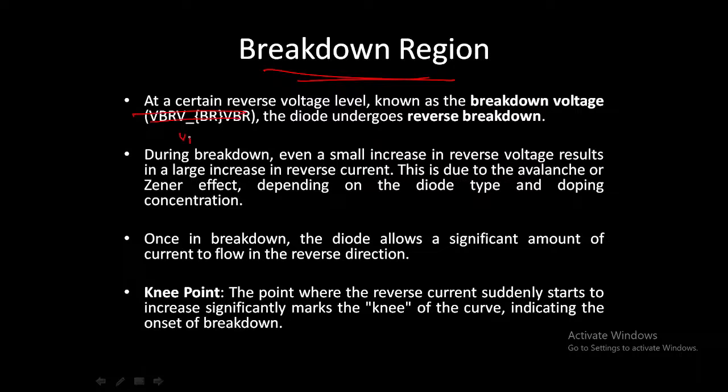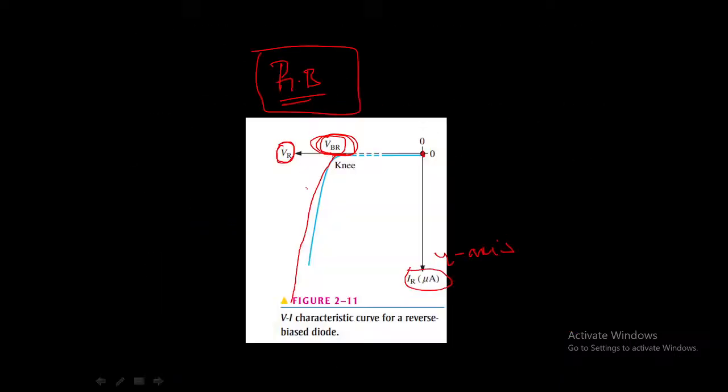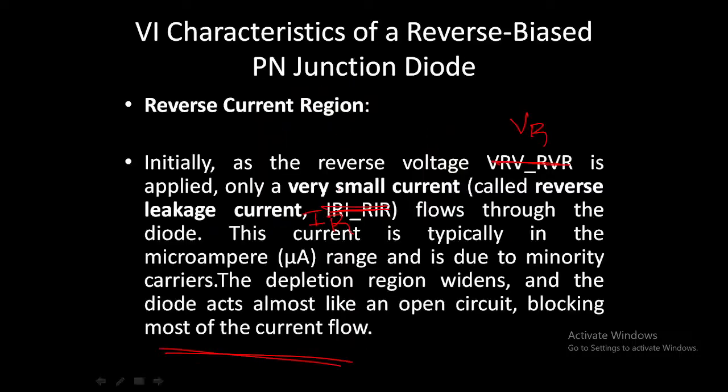We have already discussed the breakdown region in our graph. Now the knee point, this we will discuss. The point where the reverse current suddenly starts to increase significantly marks the knee of the curve, indicating the onset of breakdown. The point where the current starts flowing suddenly is called the knee point.